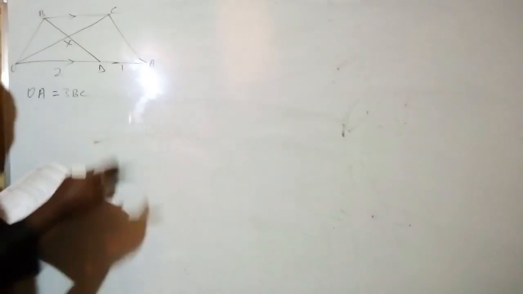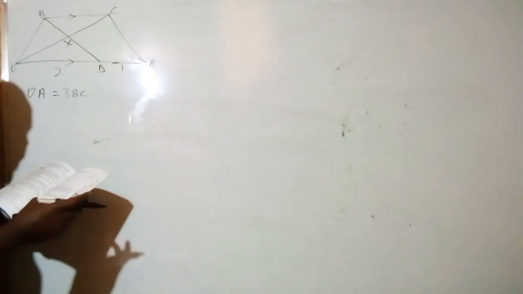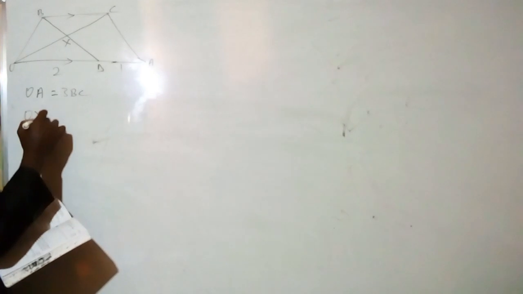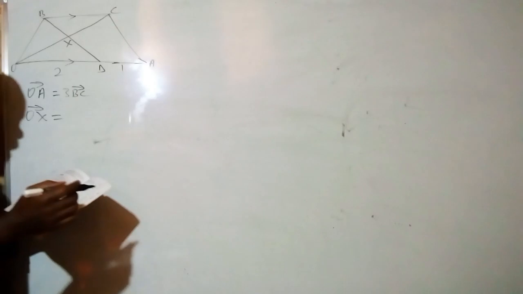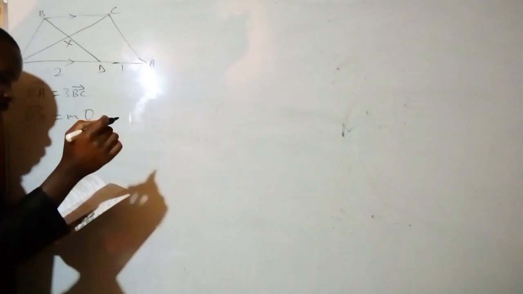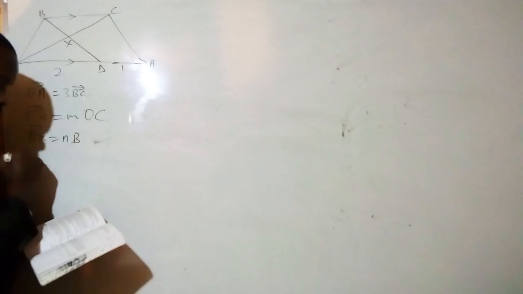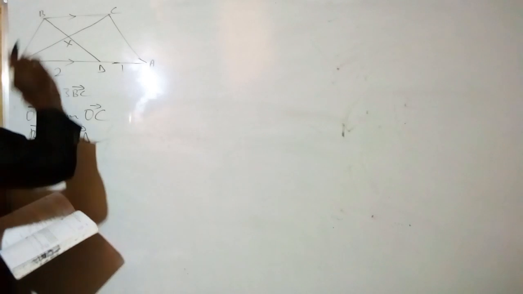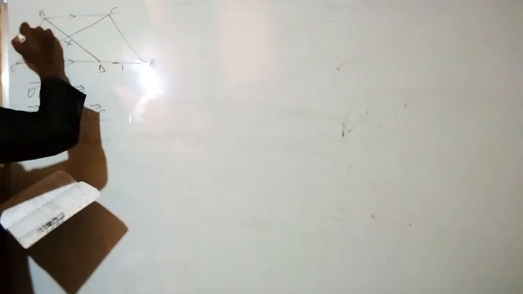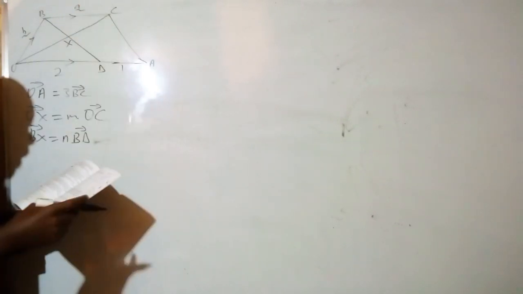Good. The lines OC and BD meet at X, such that vector OX is equal to m OC, and vector BX is equal to n BD. We have to put an arrow at the top to indicate a vector. Given that OB is vector B, and BC is vector A, express the following vectors in terms of A and B.